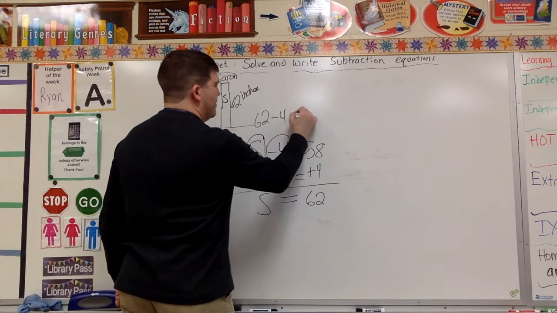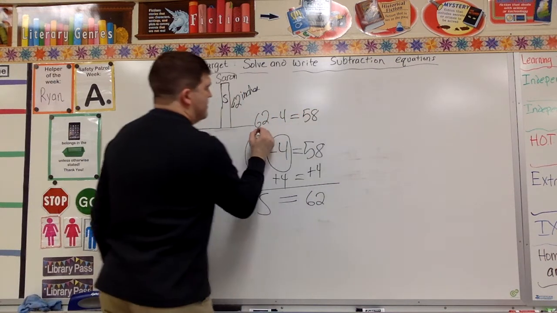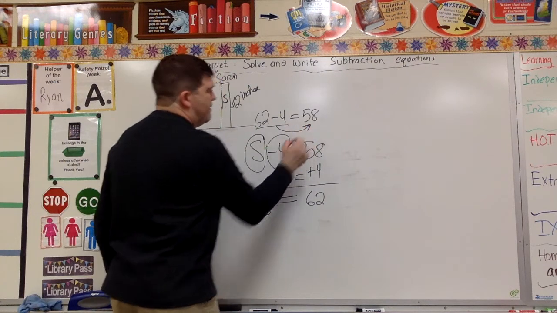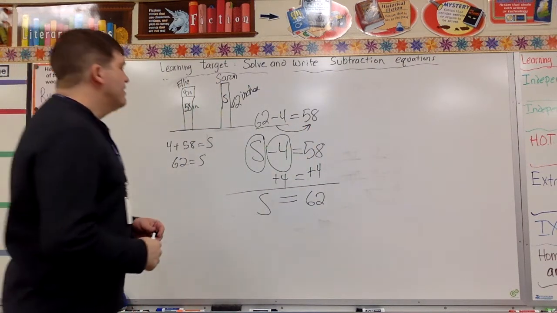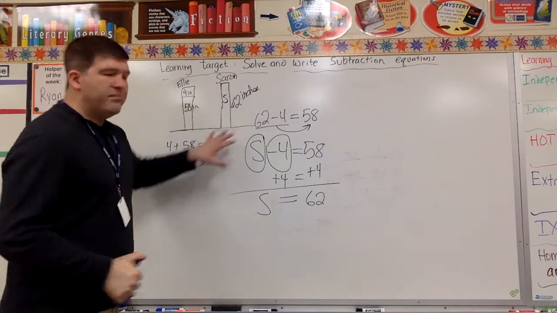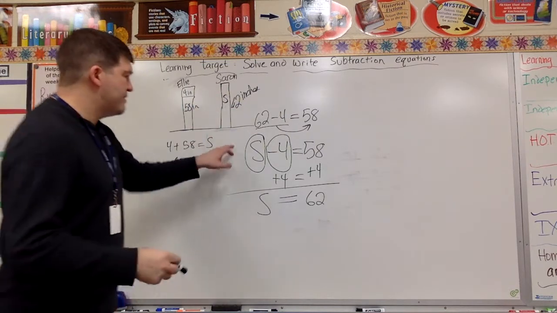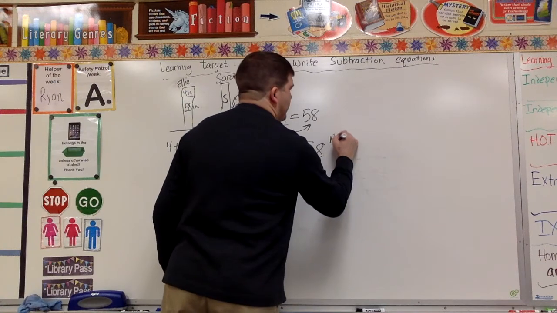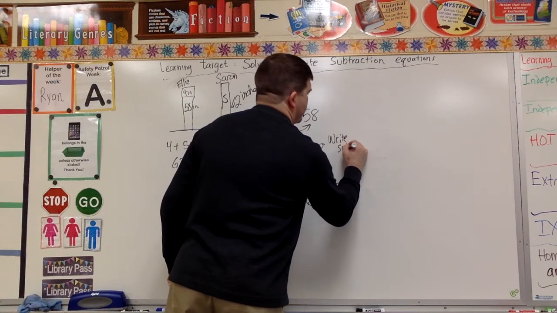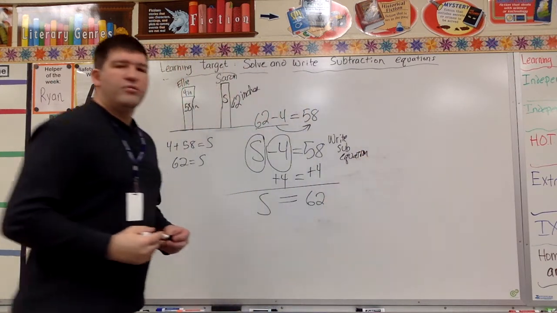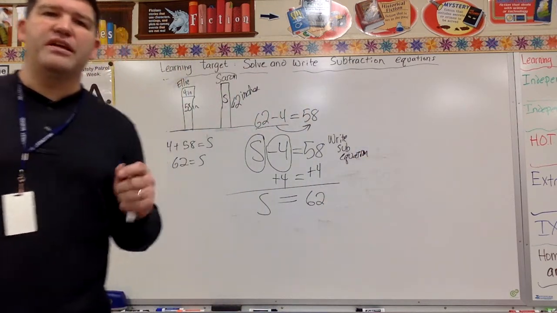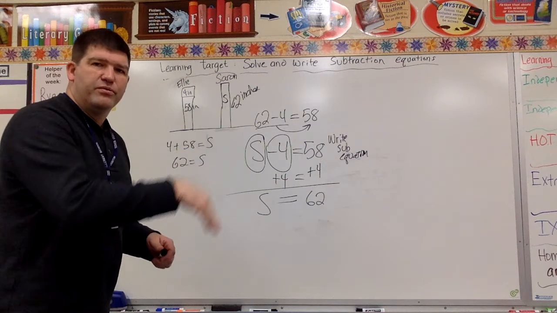62 minus 4. Does 62 minus 4 equal 58? Yep. So it's good. Okay? By drawing this little diagram, it really helped me to understand how to write my subtraction equation. And I need you to be able to write subtraction equations based on the words that you read.